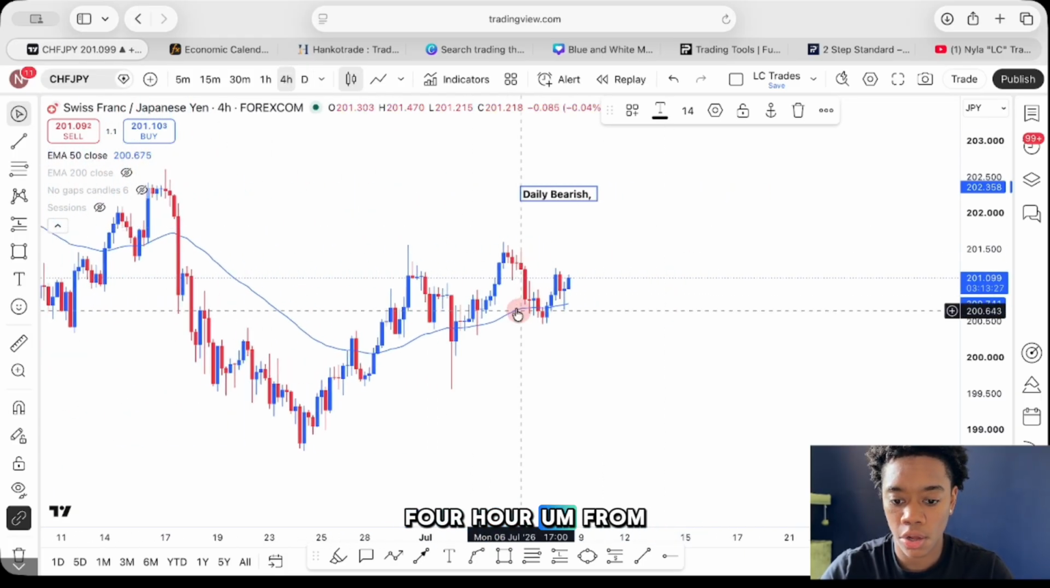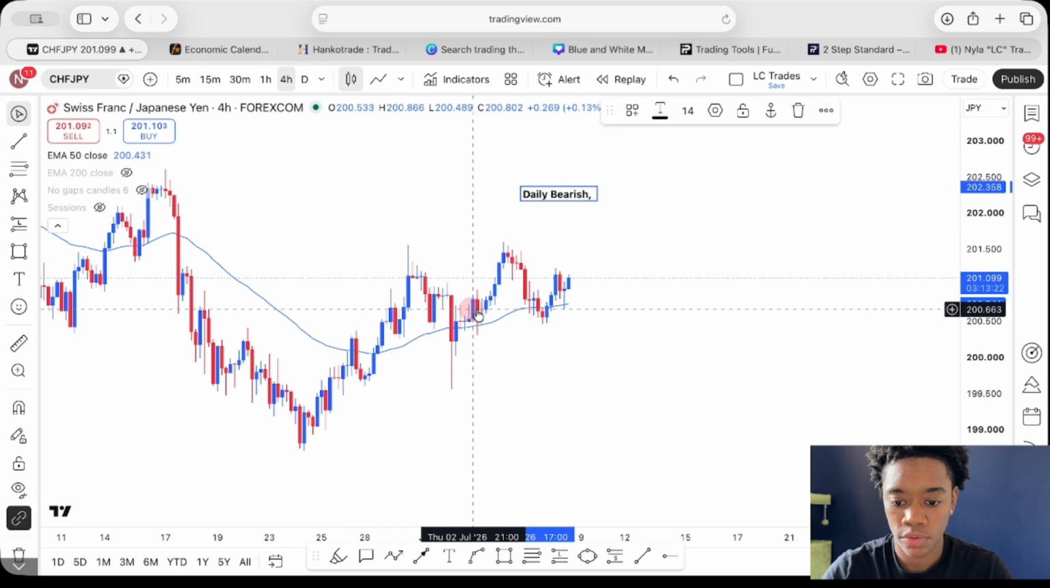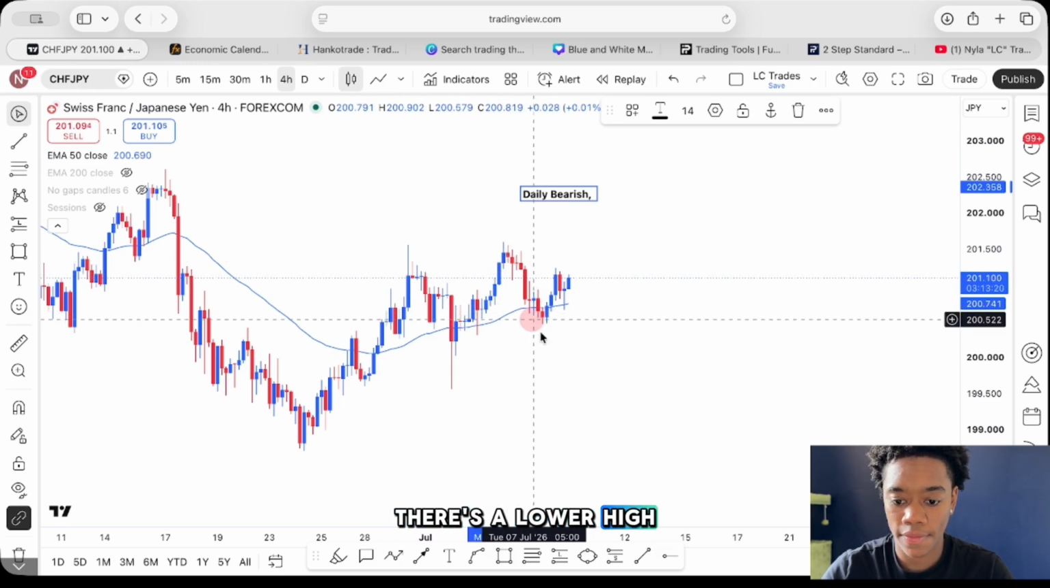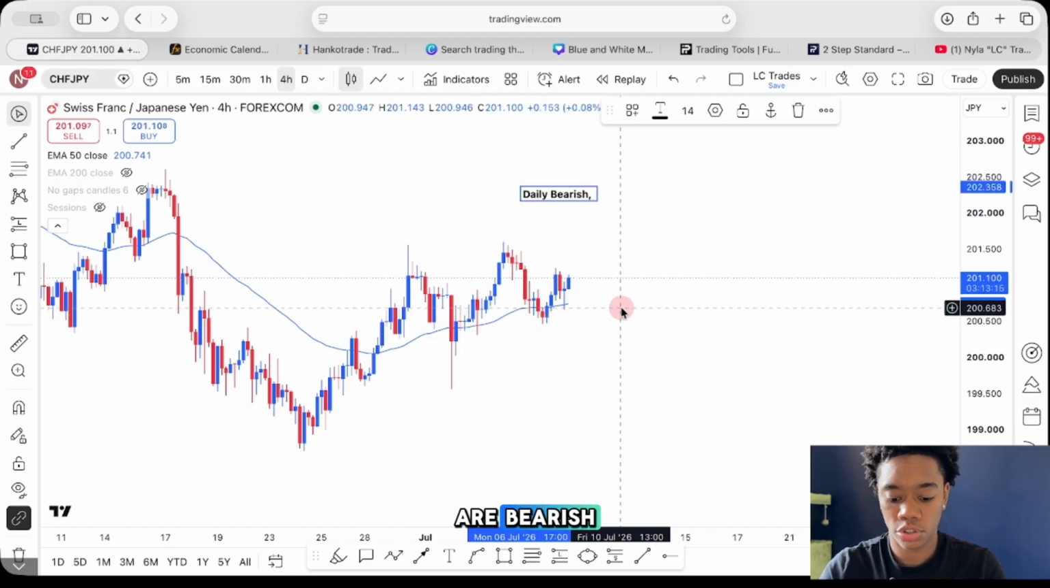4 hour. From looking at it, it's bearish as well. There's a lower high right here. There's a lower low. We broke this. Yes, we are bearish.